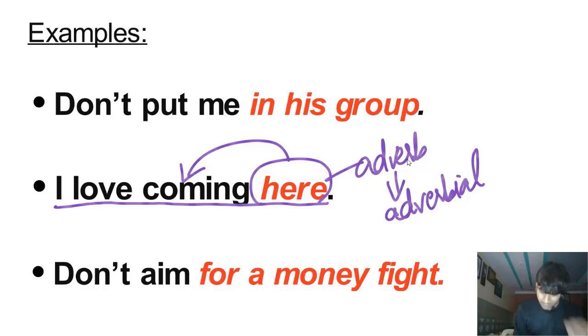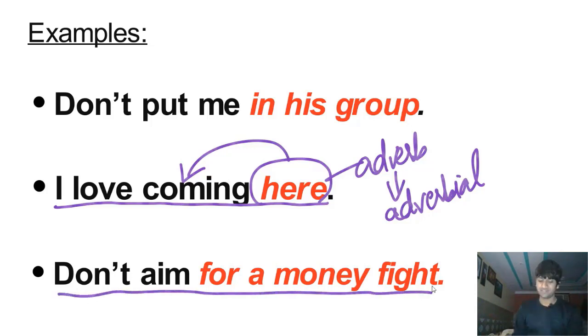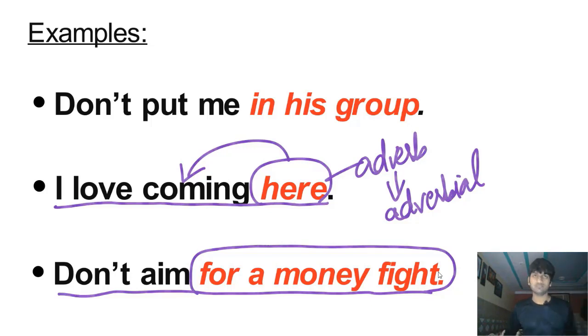All right, third example: do not aim for a money fight. If I just say don't aim and I don't say anything after that, will it make any sense? Hey, don't aim. You'll say at what or for what? So you aim at something or you aim for something. So when you aim for something, you want to have it. You're trying to get it, right? So you aim for that thing. You want to have it. Now, when you aim at something, right? Again, you target that thing. You again want to sort of have it.